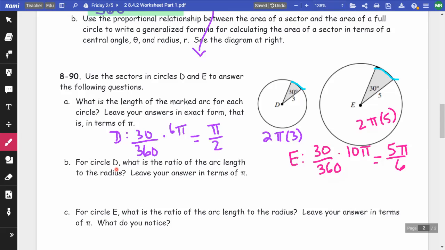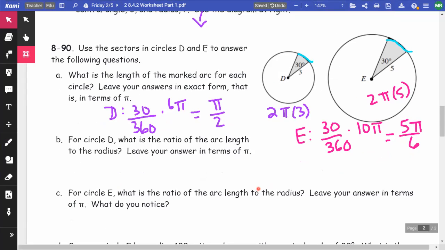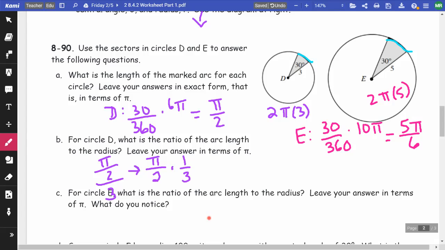So then it says for circle D, what is the ratio of the arc length to the radius? Arc length to the radius. So my arc length was pi halves. My radius is 3. So what they want me to do here when they say ratio, I'm going to have a fraction basically. So I'm going to grab my pen. I'm going to take my pi halves over 3. Okay, pi halves over 3. And when I take pi halves over 3, since I'm dividing by 3, I'm multiplying by 1/3, and I end up with pi over 6 as that answer. Okay, over here, this one was pi halves, this one was 5 pi over 6.